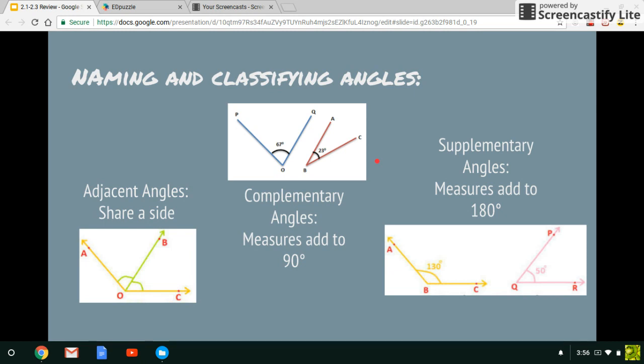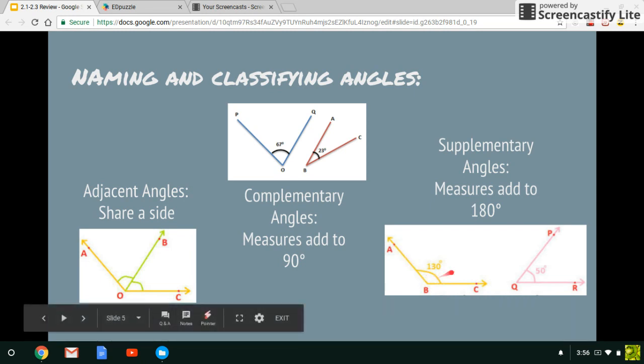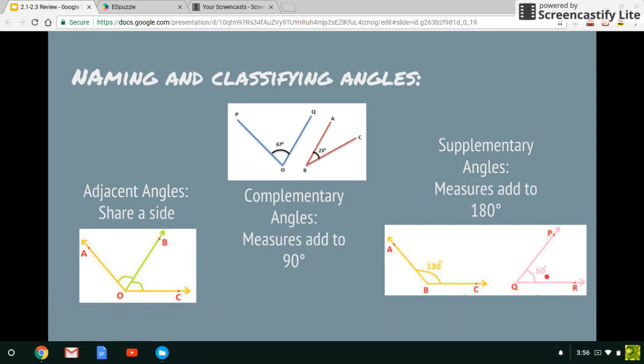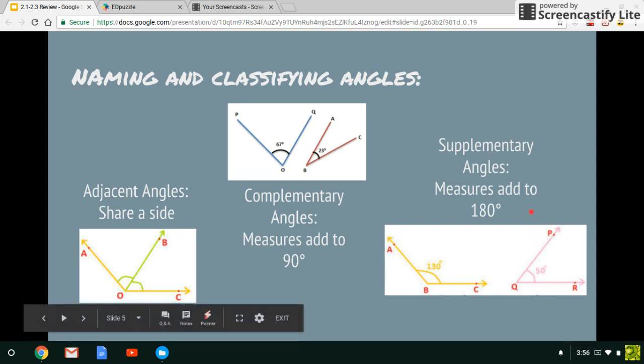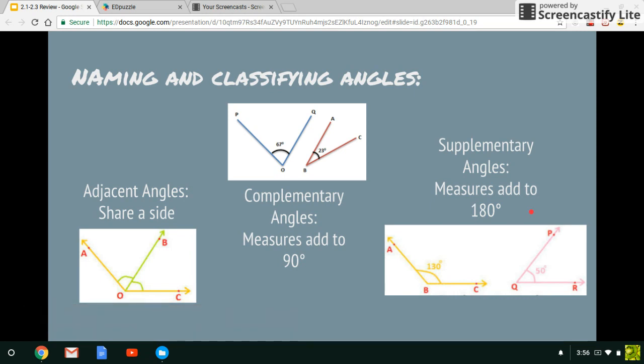And then we have supplementary angles, which means that their measures add up to 180 degrees. So for this one, we have angle ABC, which is 130 degrees. And we have angle PQR, which is 50 degrees. And 130 plus 50 is 180. So ABC is supplementary to PQR. So we have adjacent, complementary, and supplementary.